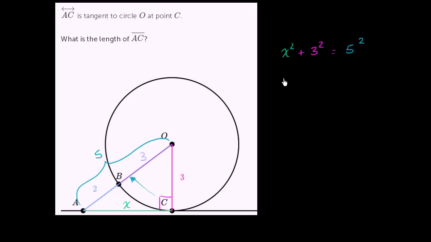So x squared plus 9 is equal to 25. Subtract 9 from both sides, and you get x squared is equal to 16. And so it should jump out at you that x is going to be equal to 4. So x is equal to 4.